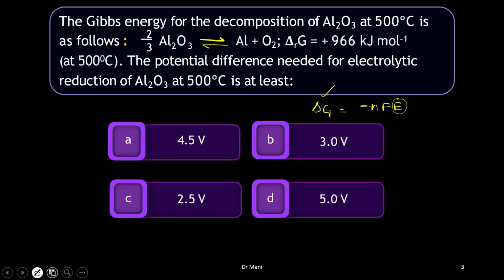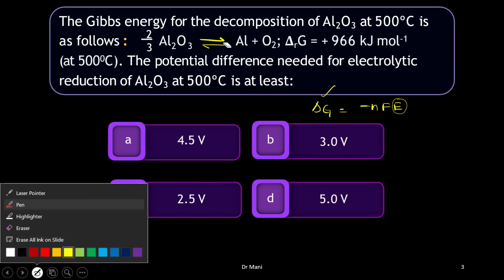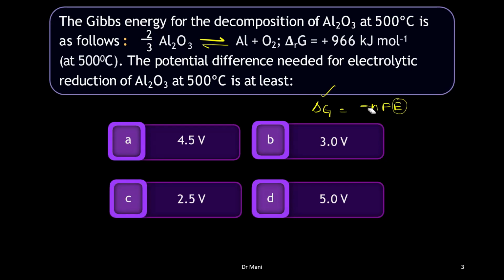So what is the chemical reaction given? Al2O3 giving Al plus O2. So what do I need to find? I need to find n by using this reaction. And what is n? Moles of electrons. It's the moles of electrons that are involved during the reduction or during the oxidation. Yes or no? Yes, sir.